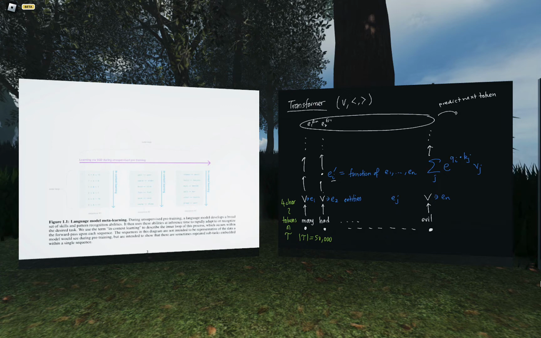These learned transformations that produce the original entity representations from the tokens, and that produce queries, keys, and values from entities, those are the weights in the transformer, or at least some of the weights in the transformer, and that's learned by stochastic gradient descent.